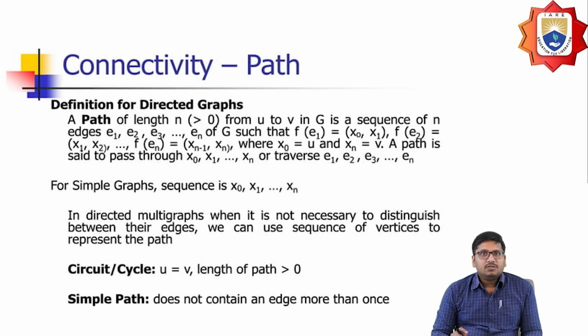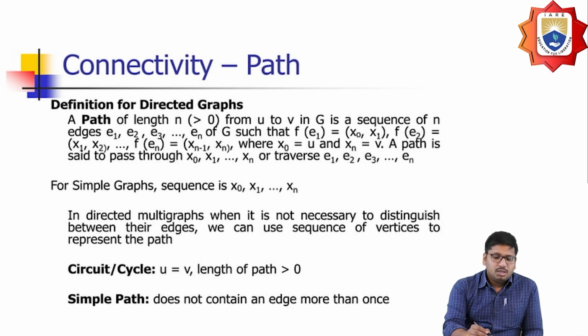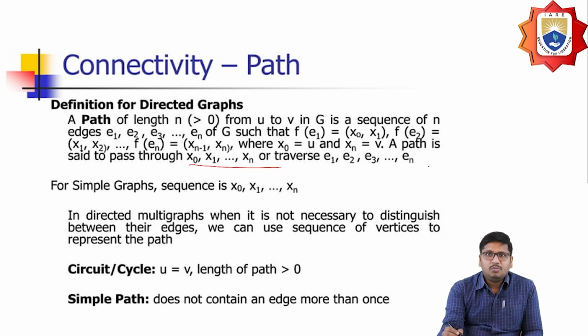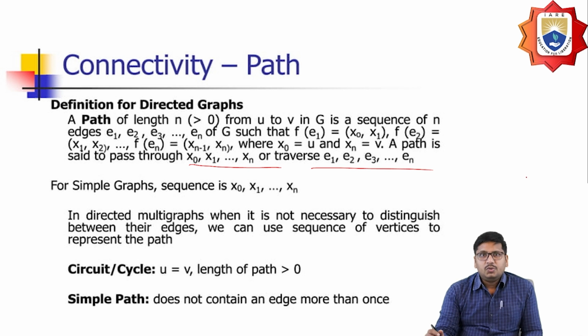So what is the definition for a directed graph? A path of length n greater than 0 from u to v in the graph is a sequence of edges such that e1 is x0, x1, and e2 is x1, x2, and so on. The path is said to pass through x1 to xn, or you can traverse from e1 to en.